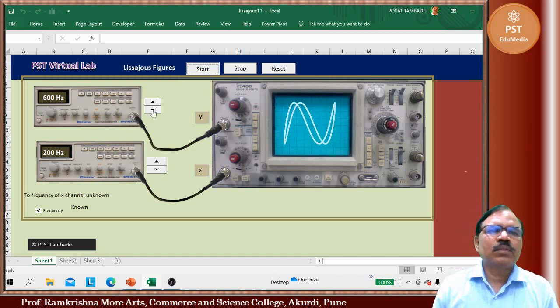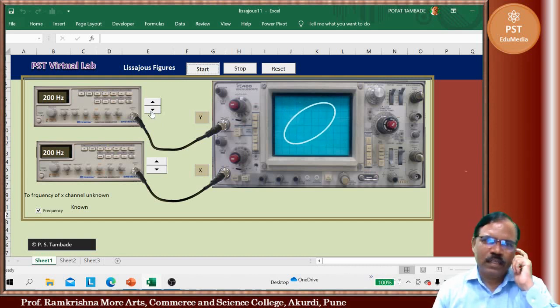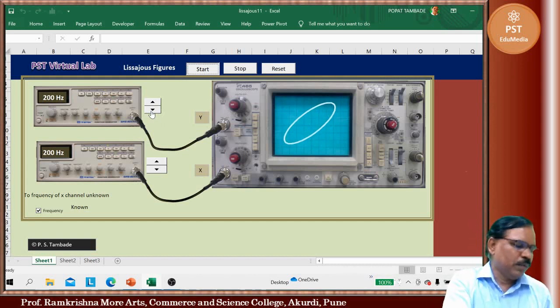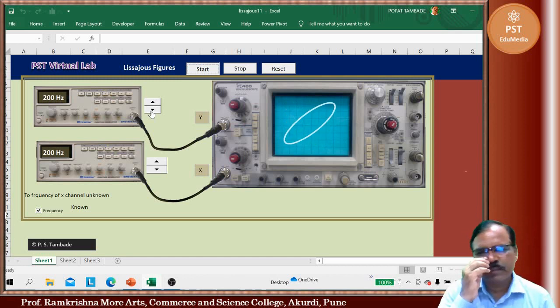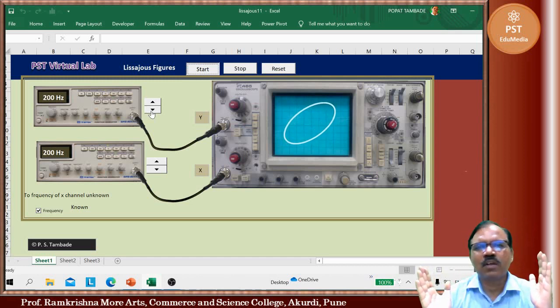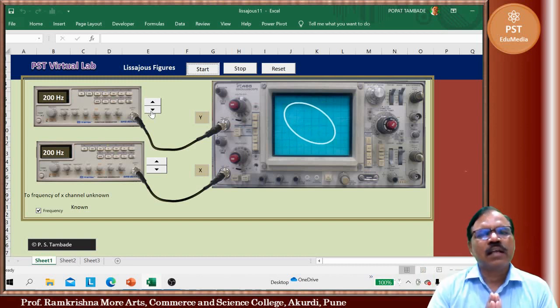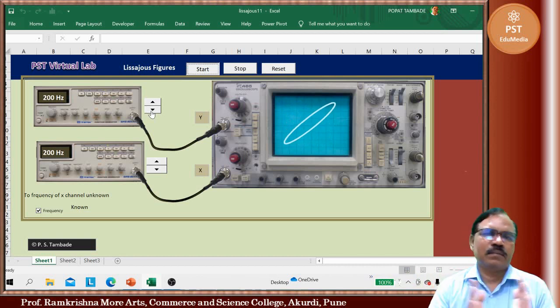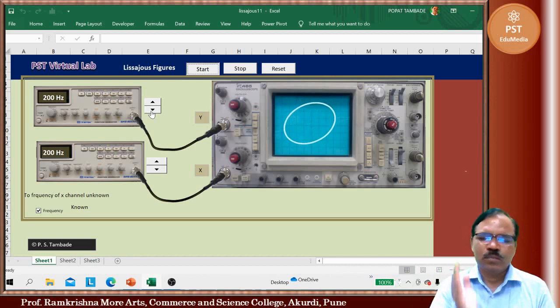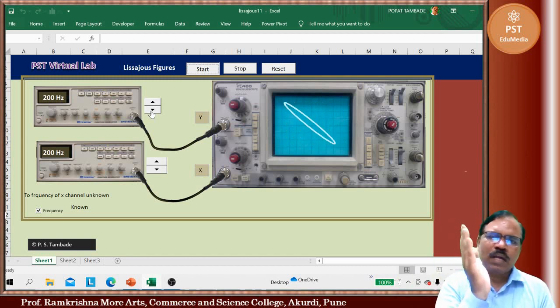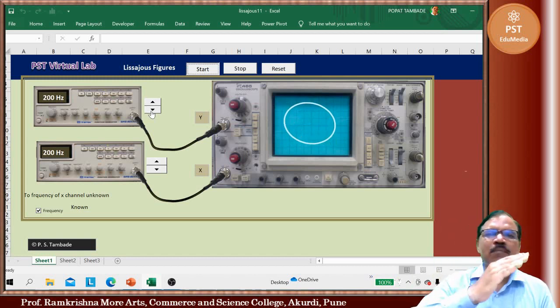Now suppose I take the frequency as 200. So when we take 200, the frequency ratio is 1:1, and I got a circle. A rotating circle. Rotating circle means it is not actually rotating, the phase is continuously changing between the x signal and the y signal, and according to that phase we get a figure. So the phase is changing from 0 to pi/4 to pi/2, 3 pi/2.